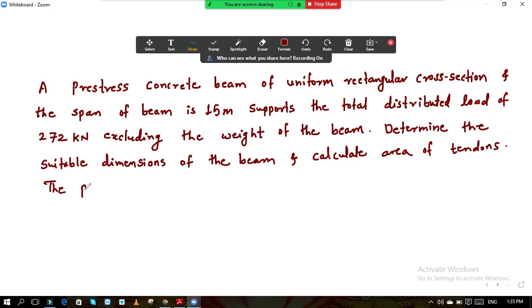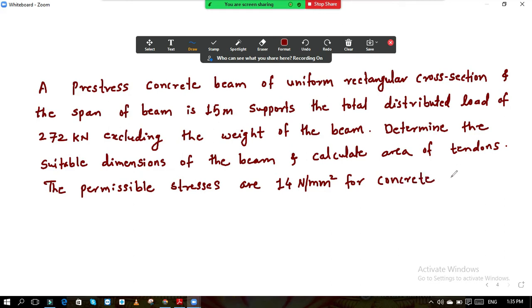The permissible stresses are 14 Newton per mm square for concrete and 1050 Newton per mm square for steel.